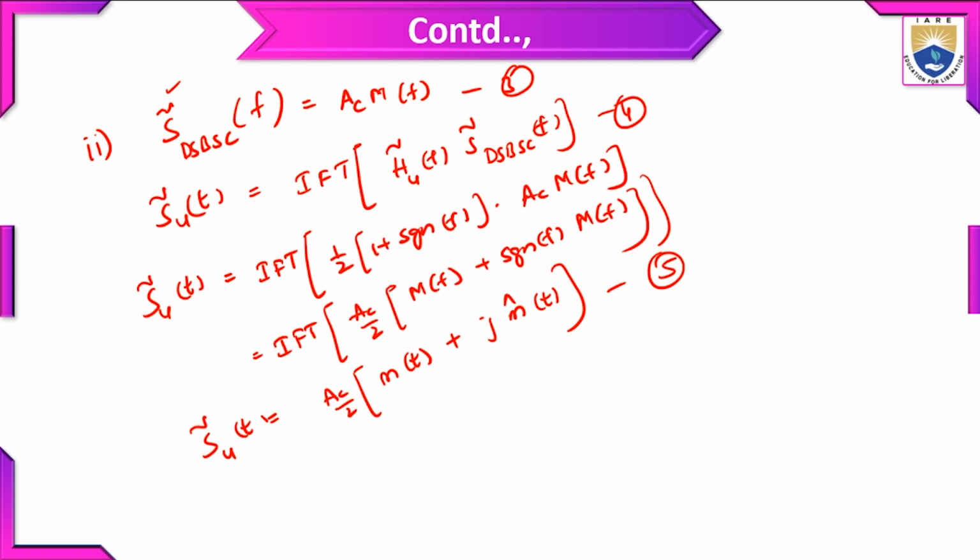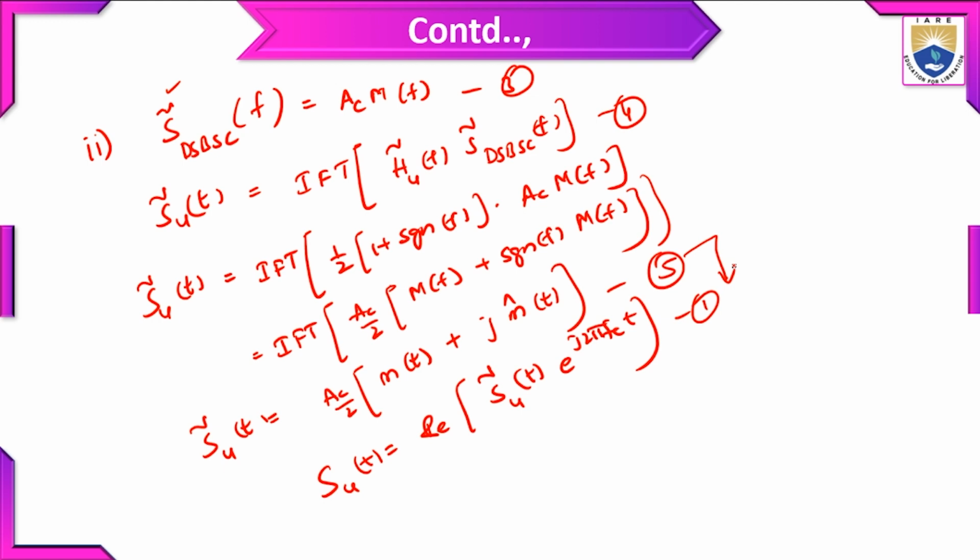Now substituting this fifth equation in equation 1, you get S U of T. This is a tilde function, but I do not require the tilde function. So S U of T is equal to the real part of S tilde U of T exponential j 2 pi fc t. So this is equation 1, and I am going to substitute equation 5 in equation 1.